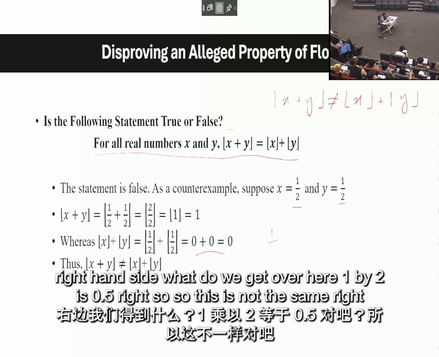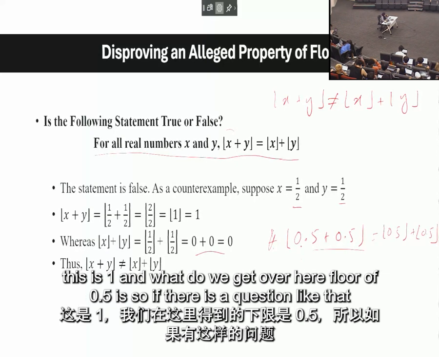what do we get over here? 1/2 is 0.5, right? So this is not the same. Oh, this is 1. And what do we get over here? Floor of 0.5 is? Yeah.